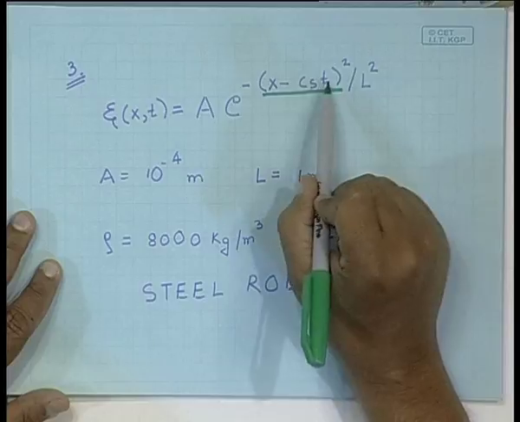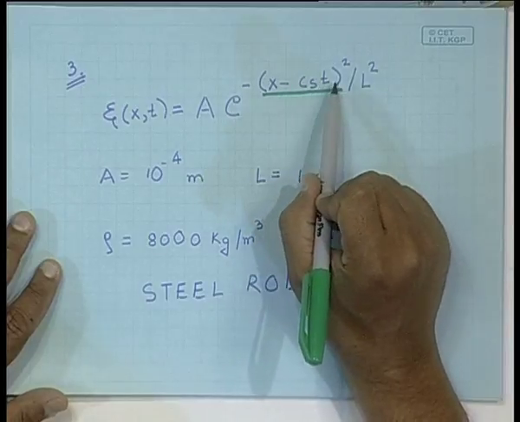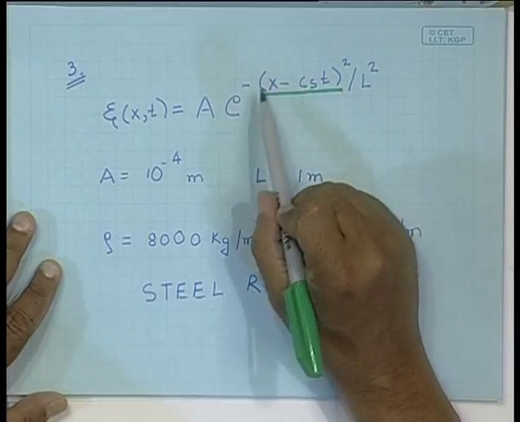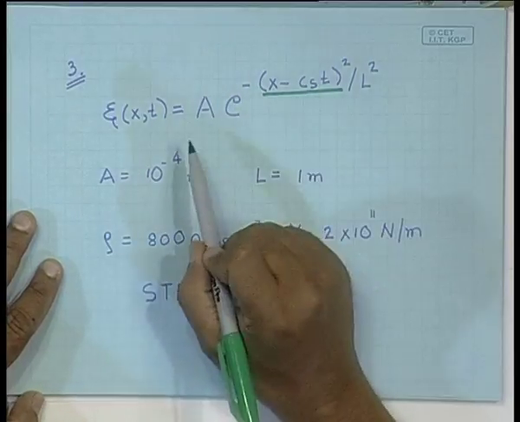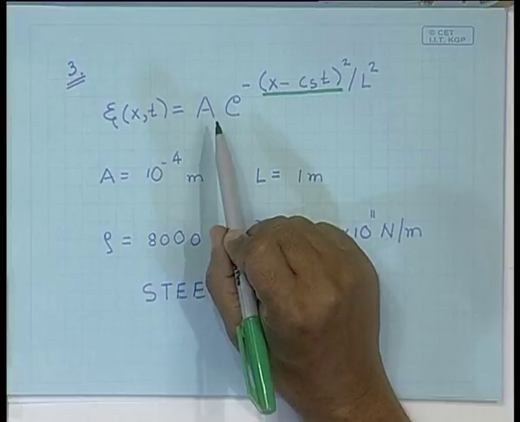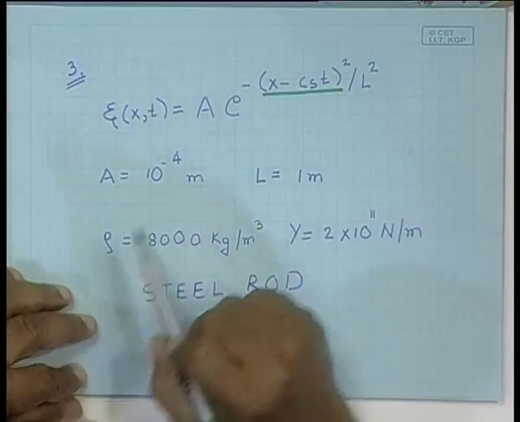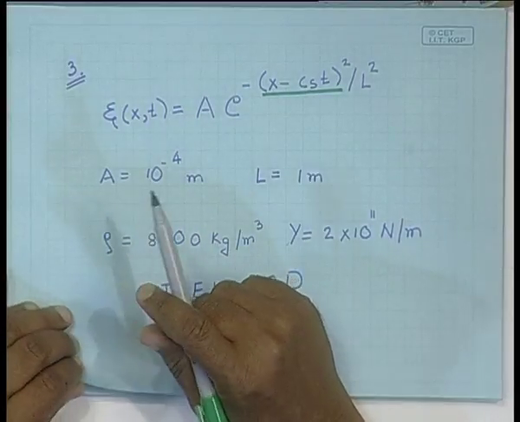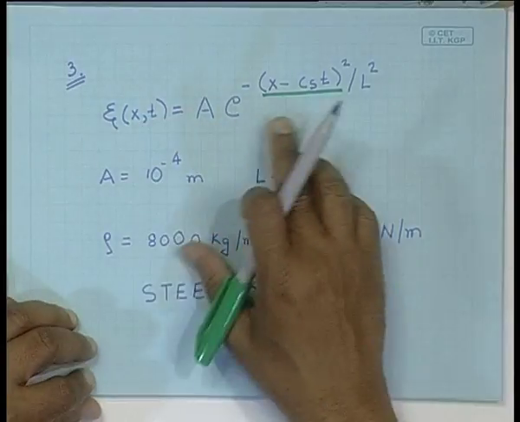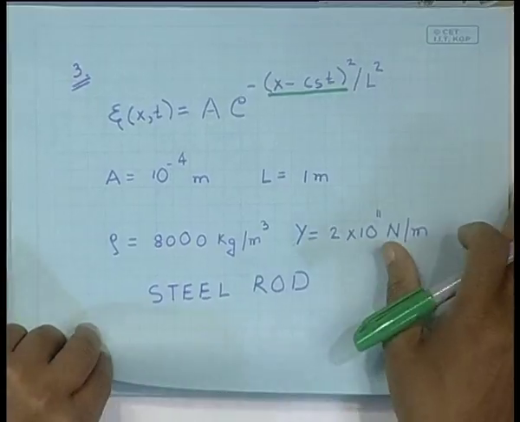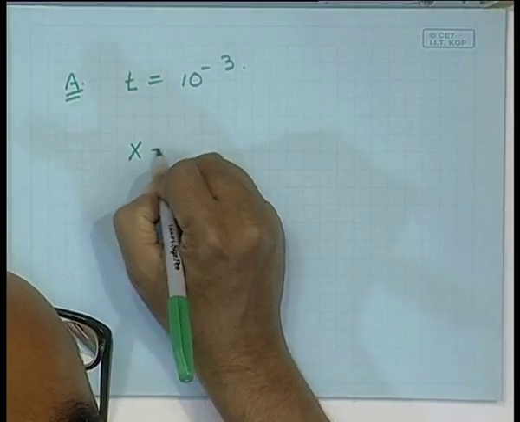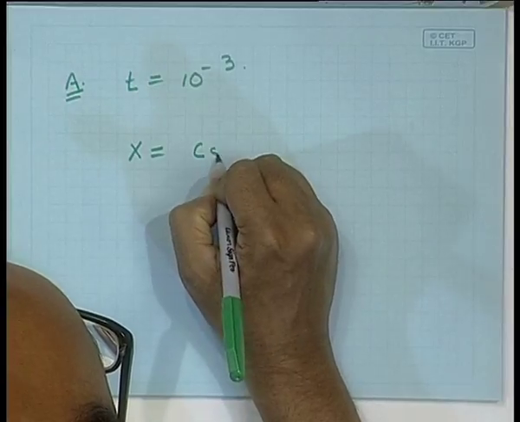If x minus c_s t is more than 0, the value of xi falls. So, the value of xi is maximum when x is equal to c_s t. So, the maximum displacement is going to occur at the point x equal to c_s into t. So, this is where the maximum displacement is going to occur.